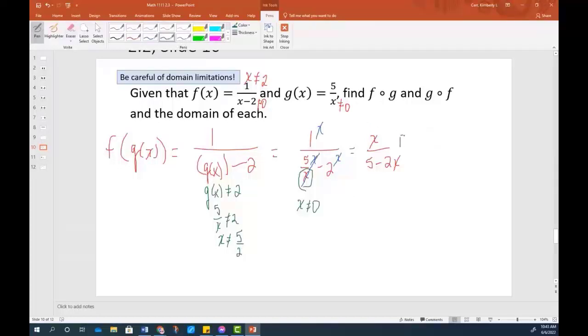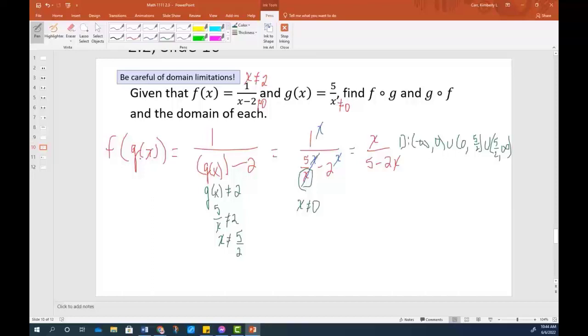So the domain is negative infinity up to 0, then skip 0 and go to 5 over 2 or 2.5, and then we have to skip over that and go from 5/2 to infinity. So it does certainly get more complicated when we're not dealing with particular values, because we have to watch out for domain, which means I need to look at the originals as well as the composite.